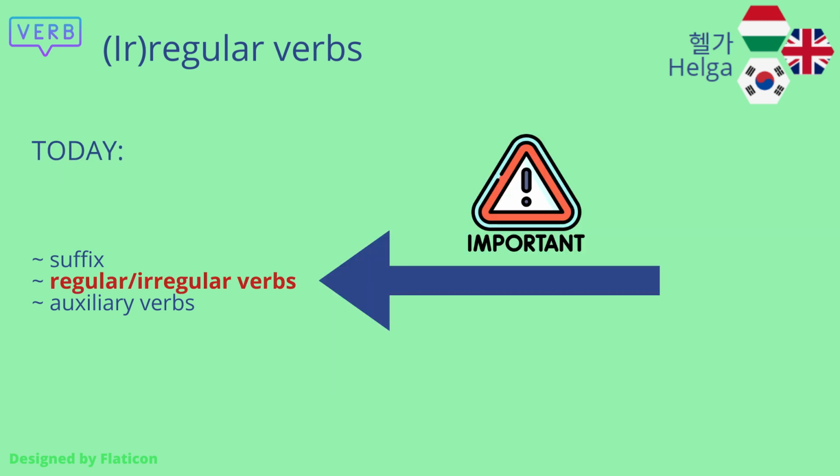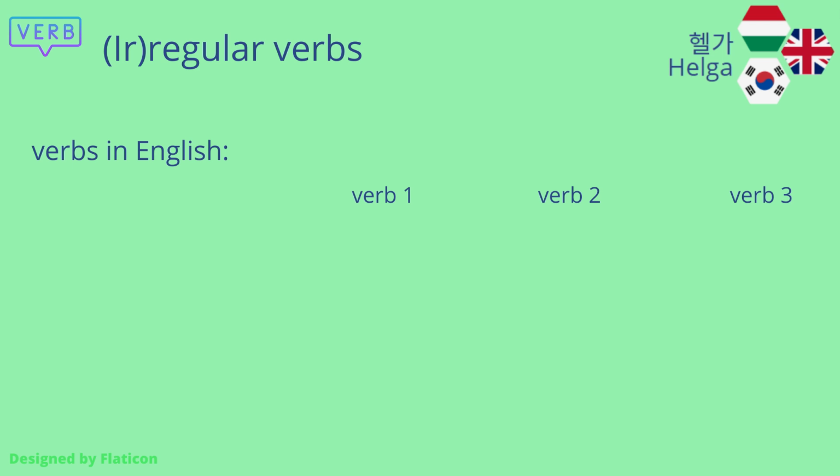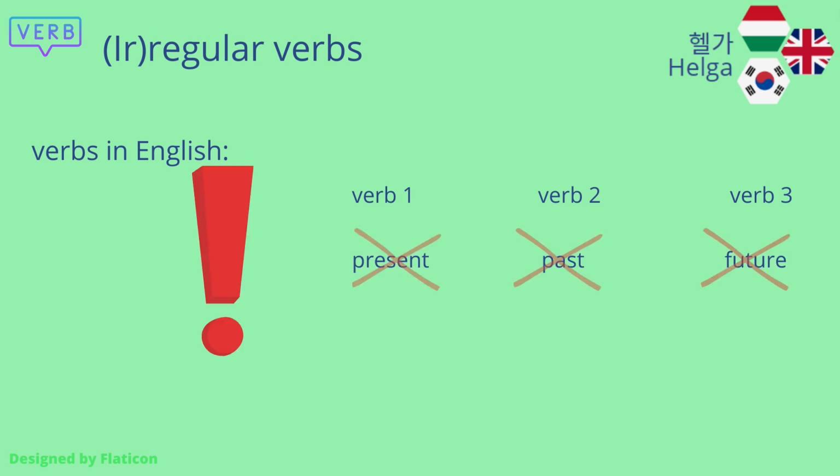Now, in this video today, I'm going to tell you more about regular and irregular verbs. Let's start. In English, the verbs have three forms: verb 1, verb 2, and verb 3. They are not present, past, future. Please be careful. They are verb 1, verb 2, and verb 3.